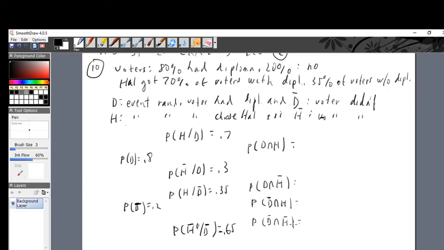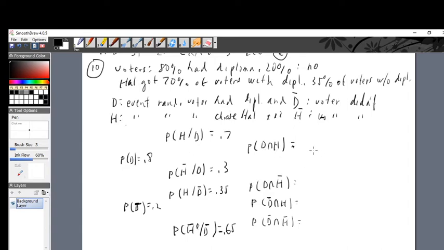Okay, fine. Now let's go to, so we filled in, what do we have? We've got this filled in, and we've got all these filled in. Now we've got 4 more to do. This one, probability of D and H.